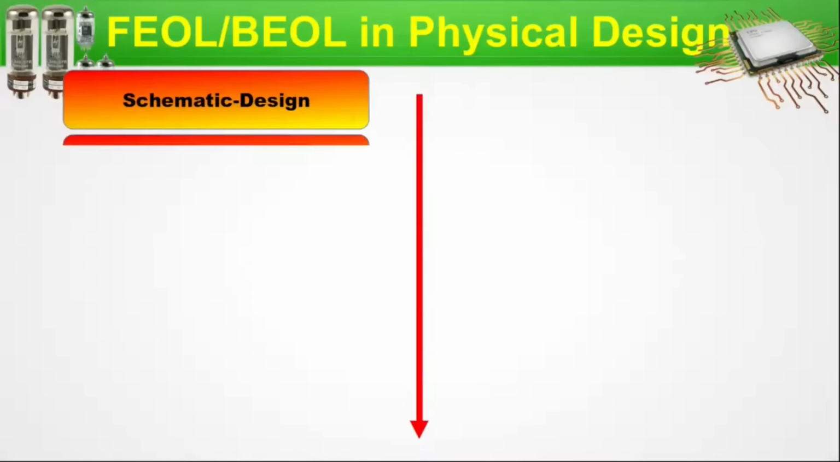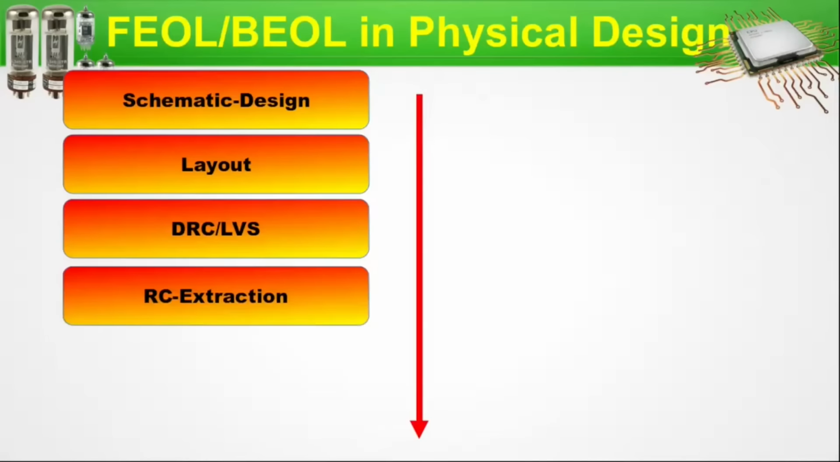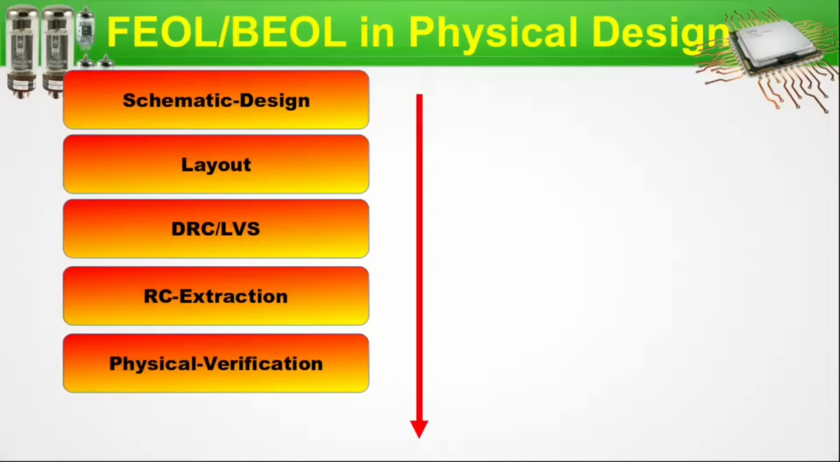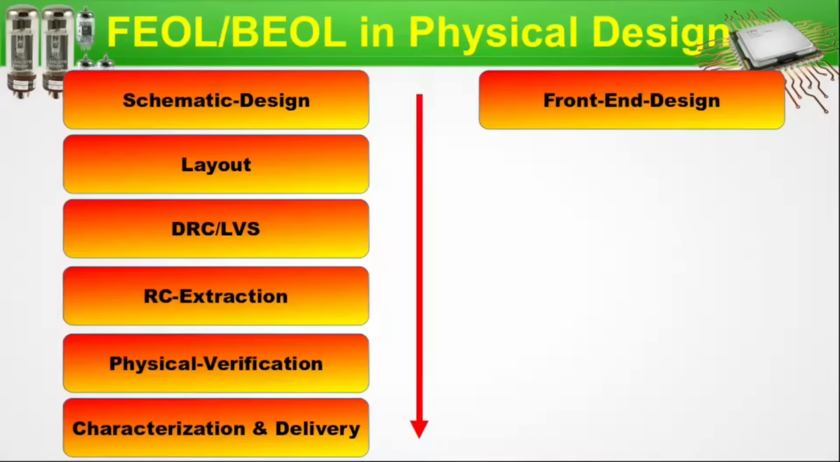So here goes the schematic design, and the flow will go in the direction of the arrow. Then is the layout. Next is the DRC and LVS. Then goes the RC extraction. Then comes the physical verification. And finally the characterization and delivery. So this is a very short and sweet part, that is the backend part of the IP design, or you can say the analog design, whatever is applicable to you where you are working. We have talked about the backend part of the analog or IP design.